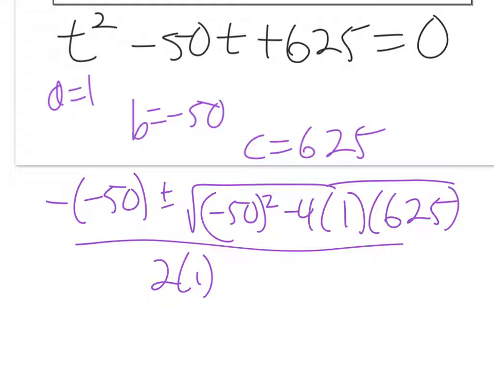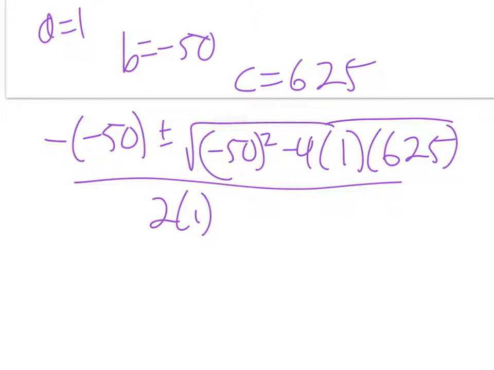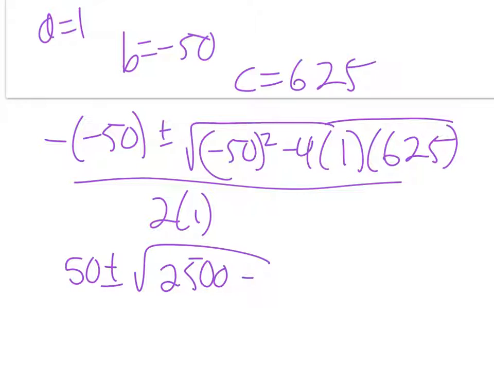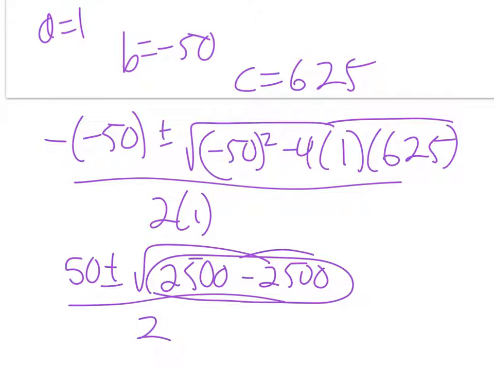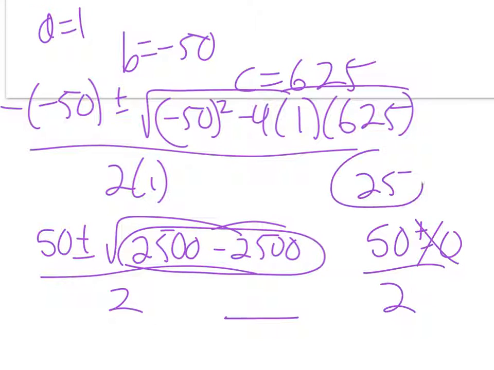So now, what happens here then is this. When I put these pieces together, I'm going to get positive 50 plus or minus. And then negative 50 squared is going to give me 2,500 minus 625 times 4, which is going to be 2,500, all over 2. Well, notice this goes to 0, doesn't it? So this becomes 50 plus or minus 0 over 2. So that completely goes away. So my answer just becomes 25. So 25 is my answer.